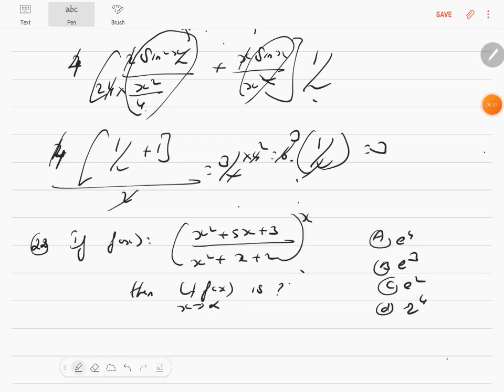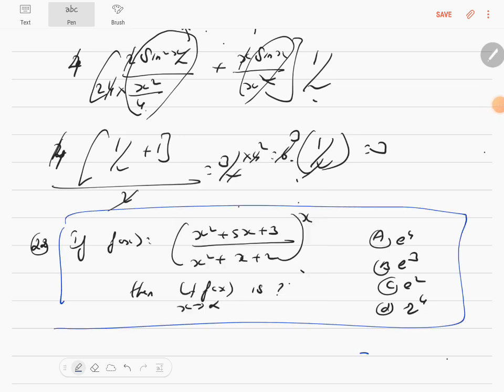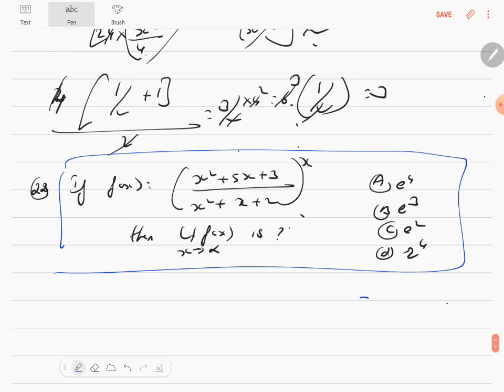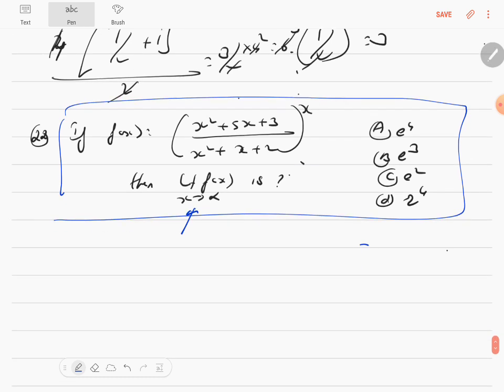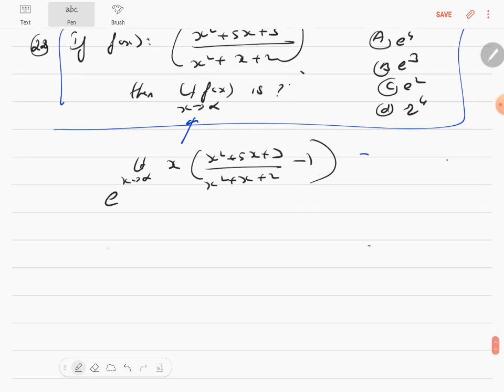So this is the next question. It's interesting. Can you see a function to the power function and the limit x tends to infinity? Yes, in that case it's function to the power function. You can write it as e to the power limit of x tends to infinity. The x can be brought forward with x square plus 5x plus 3 by x square plus x plus 2 with a minus 1. So this is the trick that we are going to adopt in this sum.